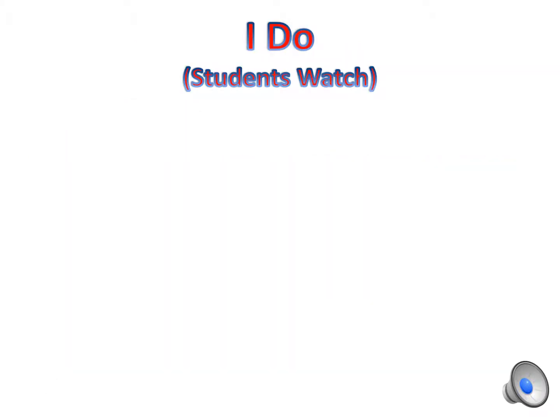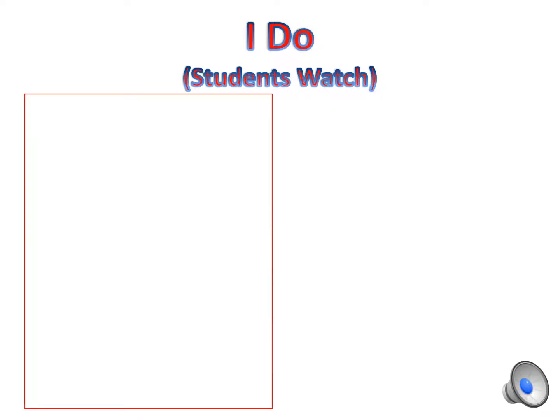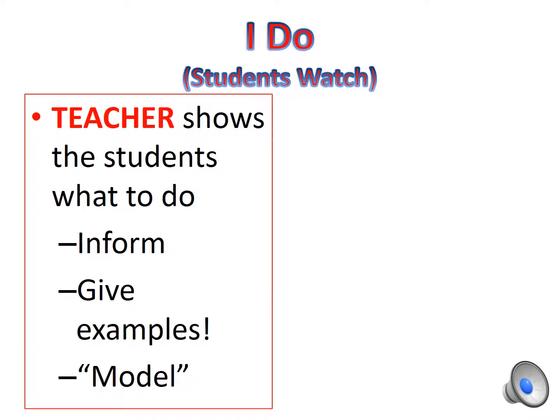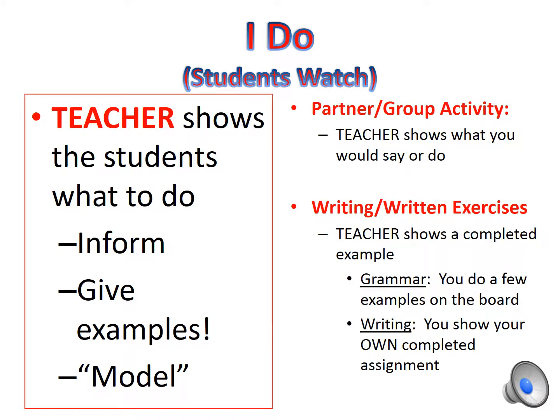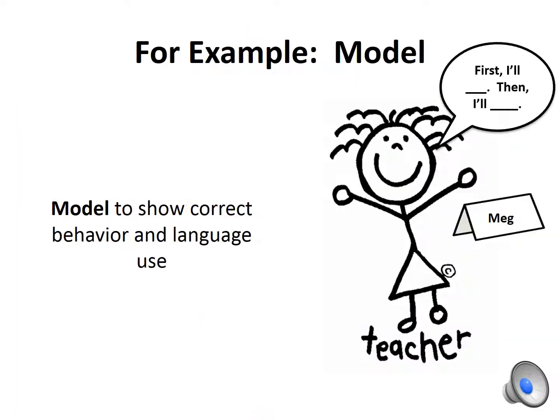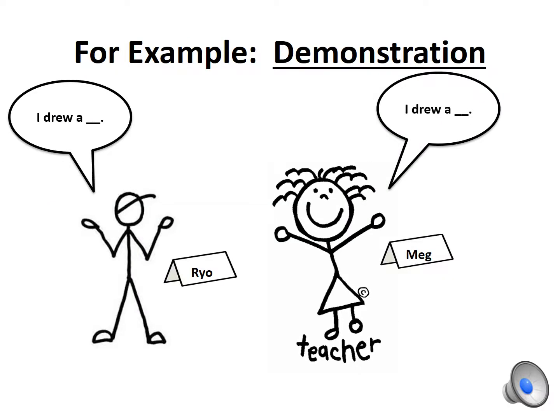Let's look at I do. In this stage, the teacher shows the students what to do by giving information, examples, and modeling. Modeling is giving an example of how to do something the right way. Take a moment to pause the video and read the examples on the right. For example, when we did the name card activity in class, my I do was when I modeled the language and actions by myself, so you could see the right way to do it. Another I do was when I demonstrated with a student volunteer.